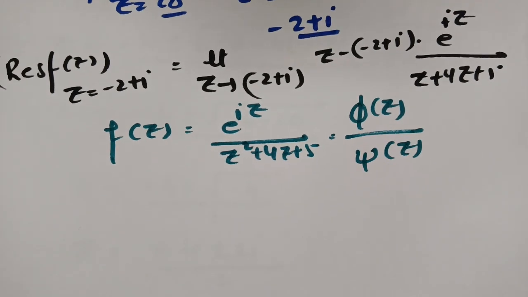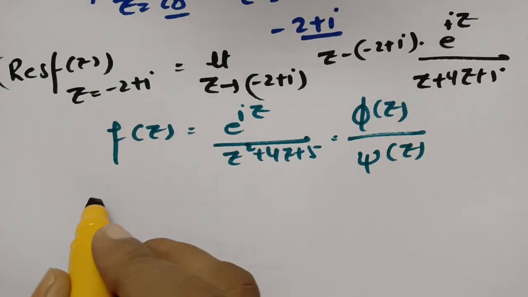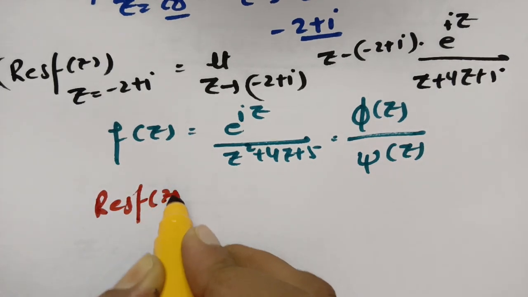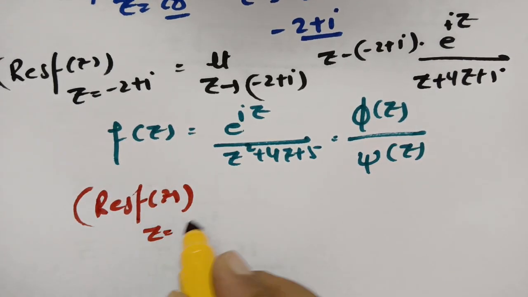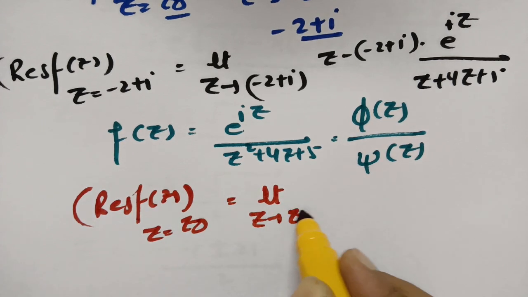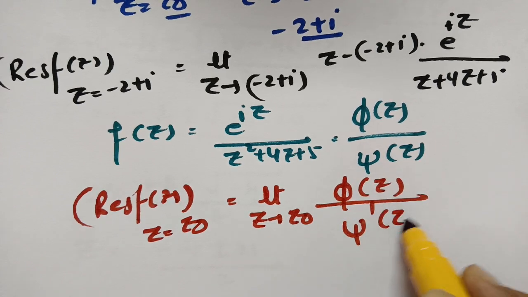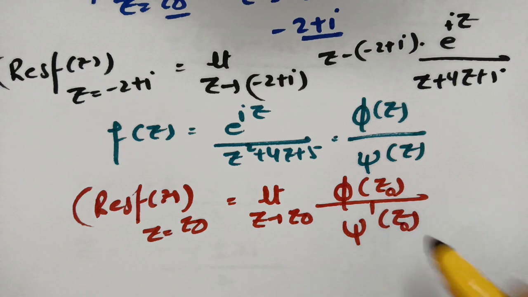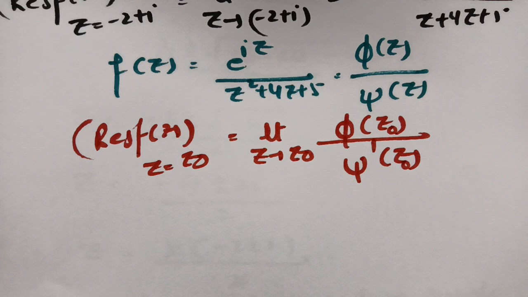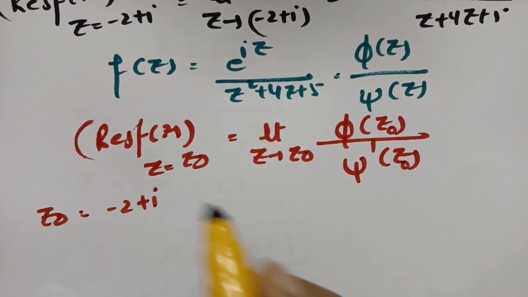And now here is the formula. Which formula do I have to apply? The residue of f of z at z equal to z naught is the limit z tends to z naught of phi of z as it is, divided by the derivative of the denominator, and again we substitute the z naught value. So what is our z naught? The z naught value is the interior pole minus 2 plus i.